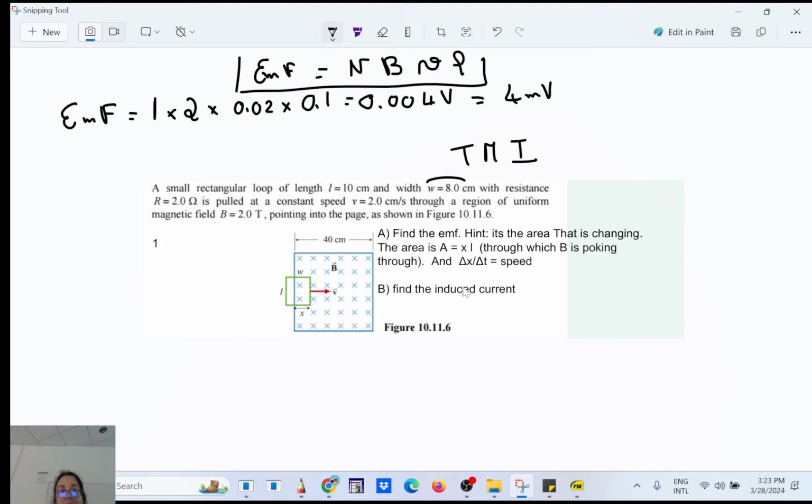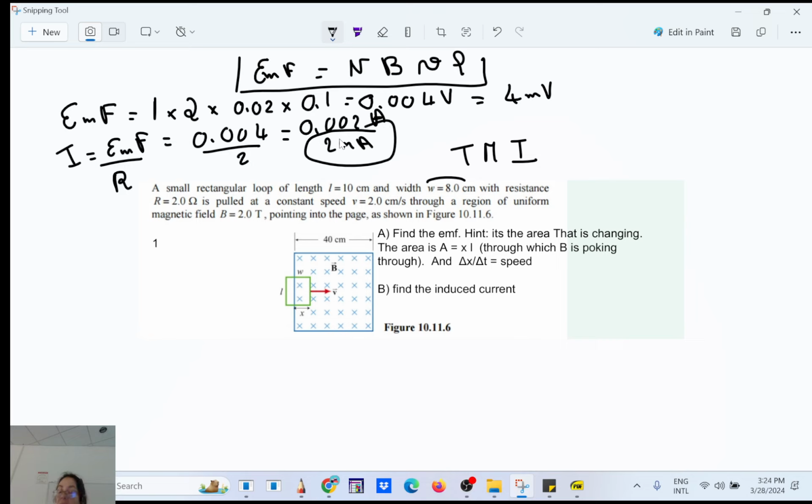Okay, and what else do they want? The induced current. So the induced current, you use Ohm's law, the EMF divided by R. So it's going to be 0.004 divided by 2, which is 0.002 amps. 1, 2, 3, or 2 milliamps.